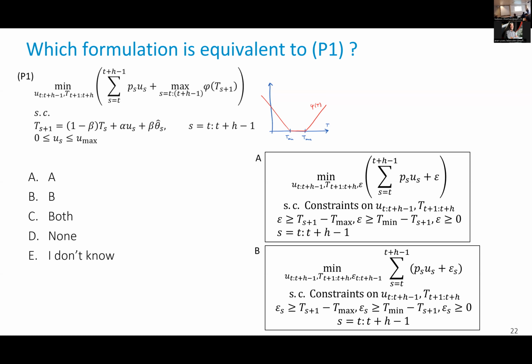I close the poll in a few seconds. Closing. The majority says A, which is the correct answer.